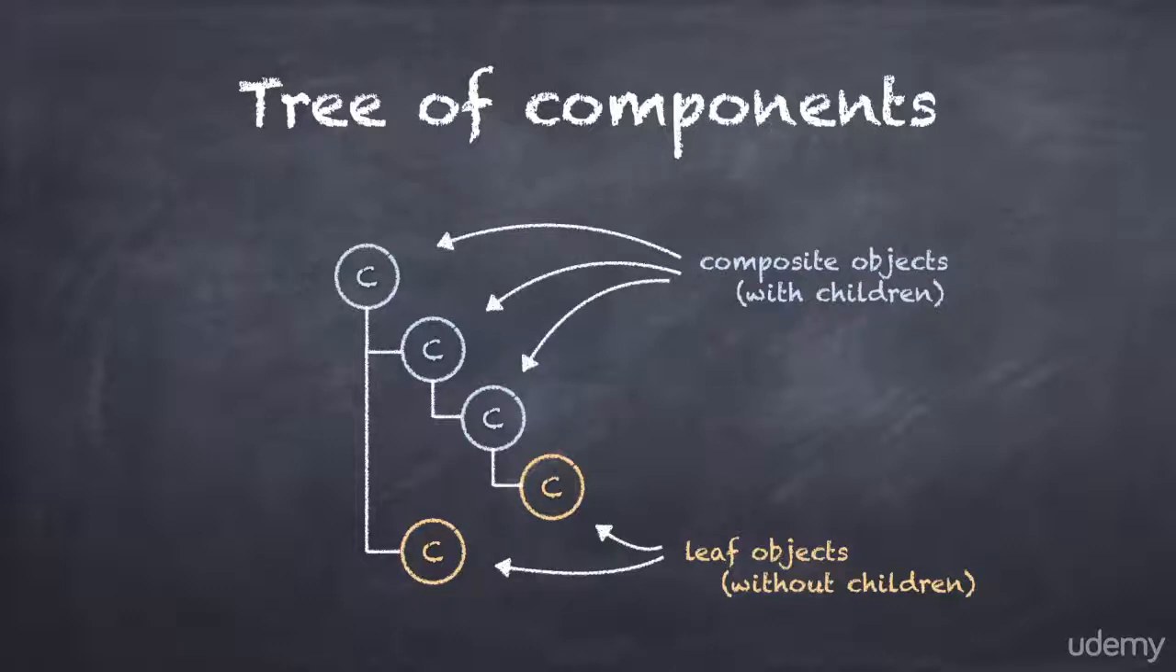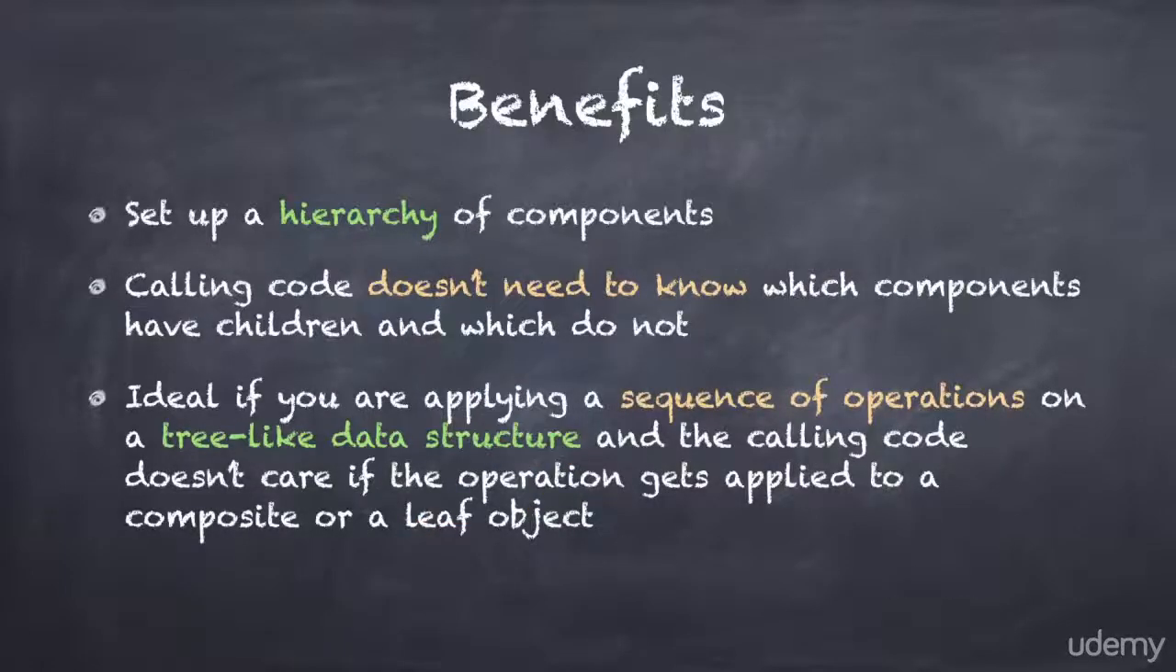The composite pattern offers a number of benefits. First of all, the pattern lets you set up a hierarchy of components. You use the pattern to declare components that can contain components that can contain components. This is perfect for tree-like data structures like folder hierarchies, organizational charts, tables of contents, and so on.